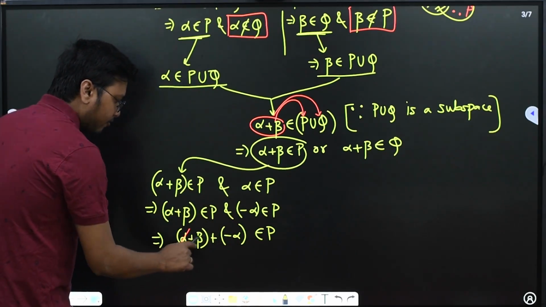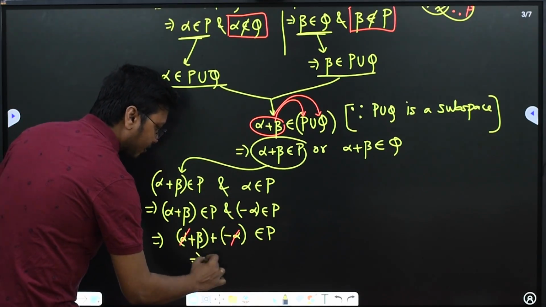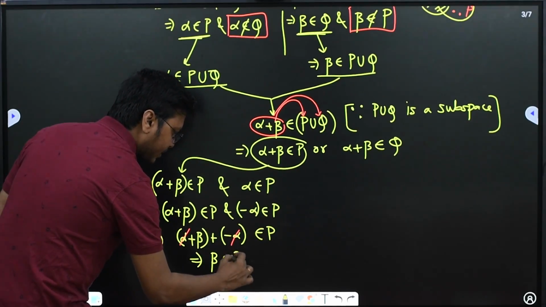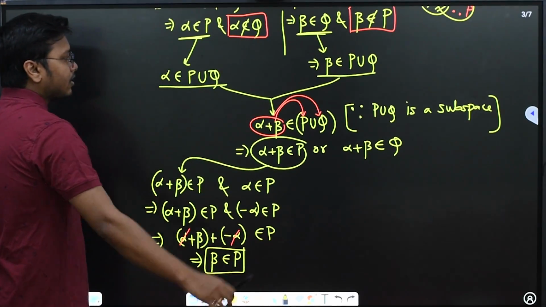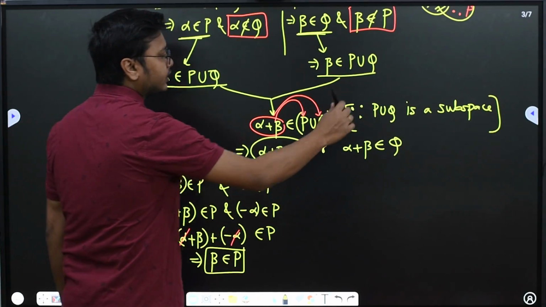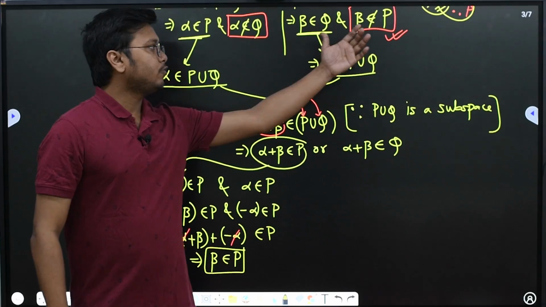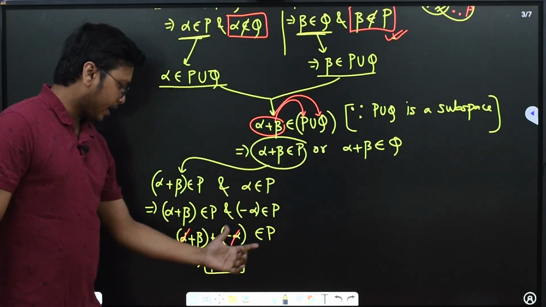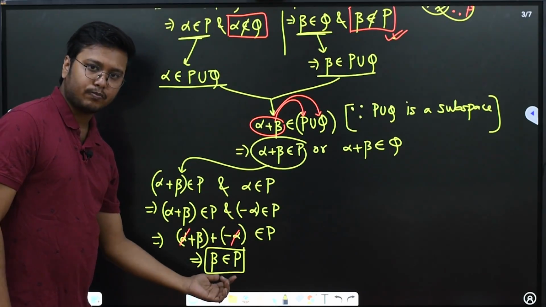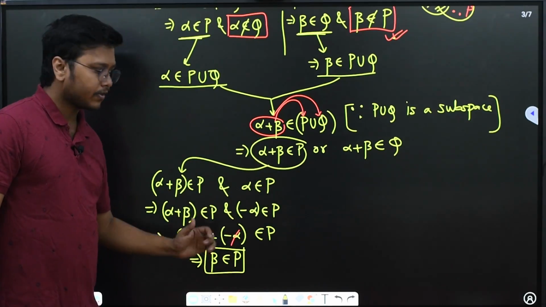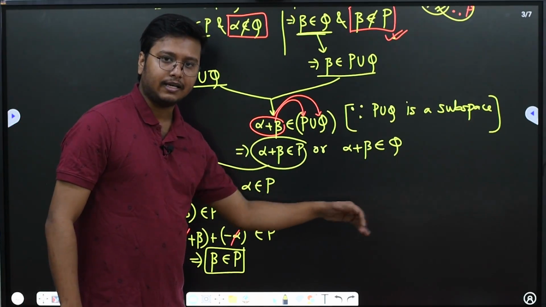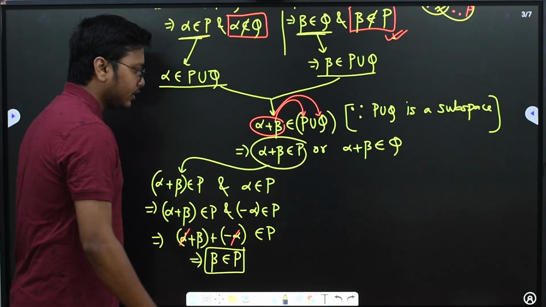So you can see alpha is getting cancelled out and I have beta belongs to P, and you can very well observe that this is a contradiction to this fact which I told you before, that I already knew beta does not belong to P, and right over here I have got beta belongs to P, which is a contradiction. So let's again check the other part and see if we get the same contradiction again.